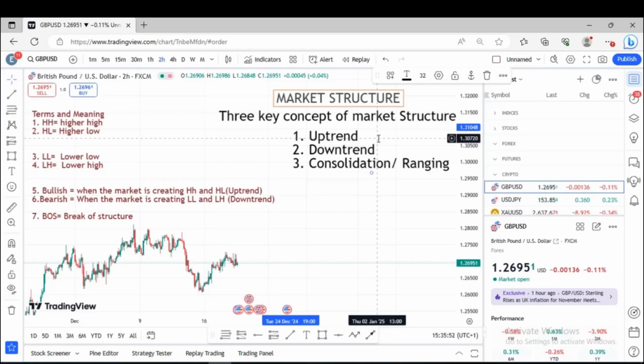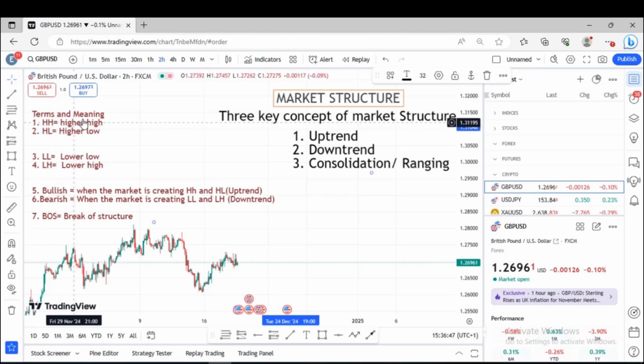Today I'll be talking about market structure, the three key concepts of market structure, which are the uptrend, the downtrend, and the consolidation, or the ranging market. But before I move on, I would like to touch on some of the terminologies that we'll be using in this video.